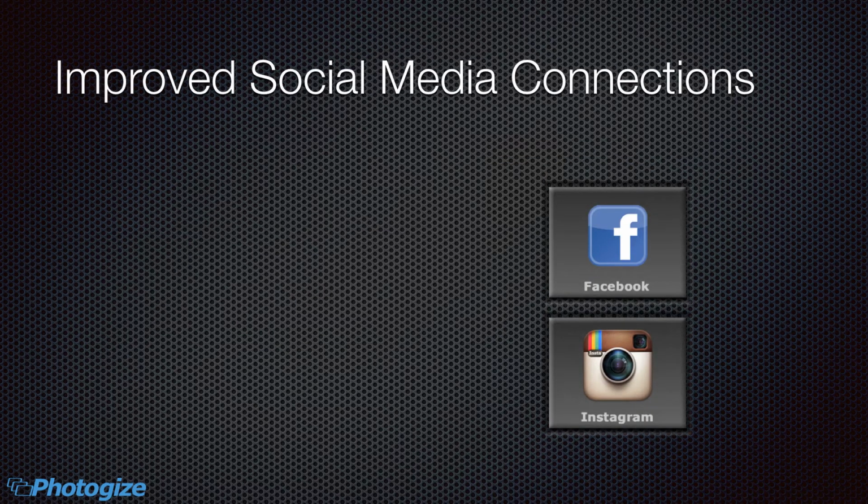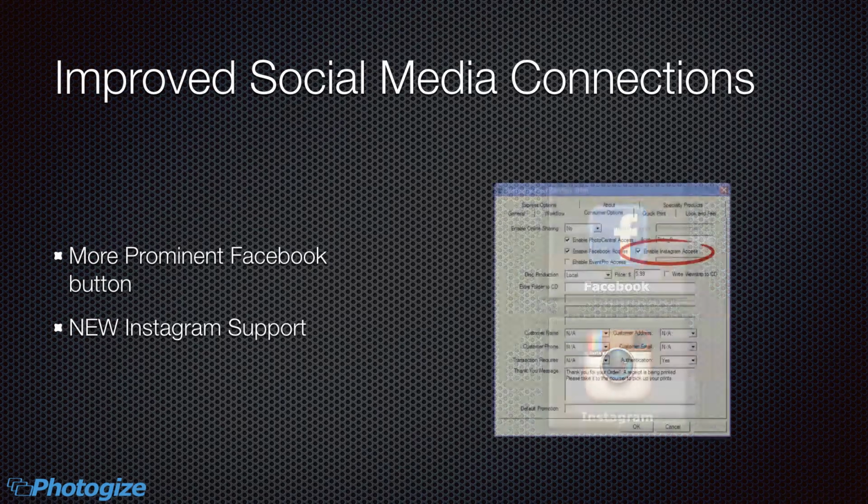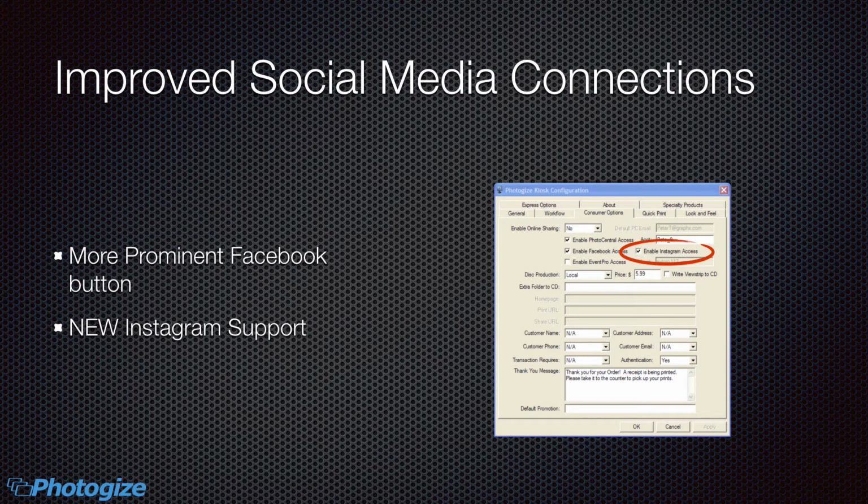All right, next thing is we've added this new feature for Instagram. So first and foremost, we've made the Facebook button more prominent, so it's just really clear. It's one of the things that you can touch to get photos, but we've also added this Instagram button. And in order to get that in Photogize Kiosk configuration, after you've made the installation, you're going to want to click on the Consumer Options tab and check Enable Instagram Access, and your customers will be able to access their Instagram albums.